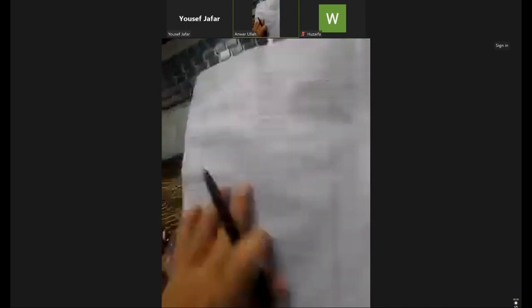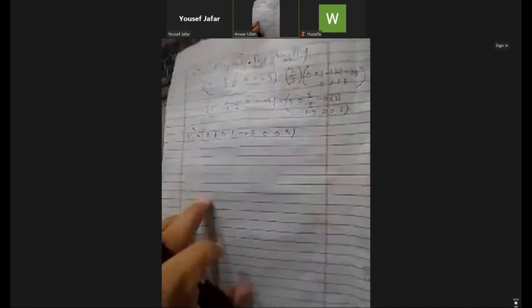Okay, and now we will update this one into the new table. So the x1 row is 0, 1, 0, 1, minus 0.5, 0, 0, 5, 0, 0, and 5.